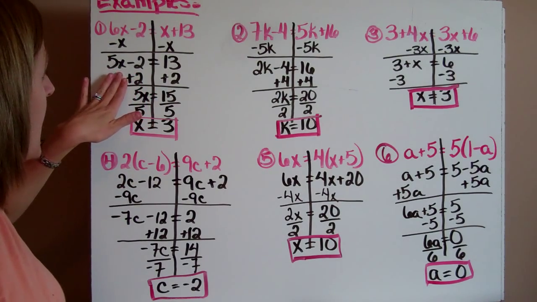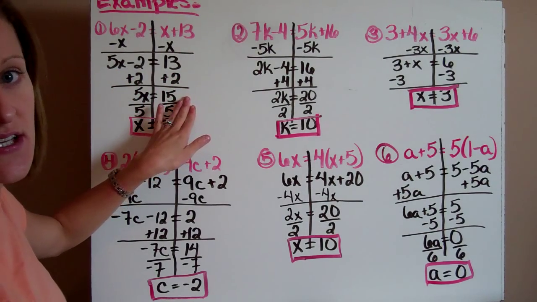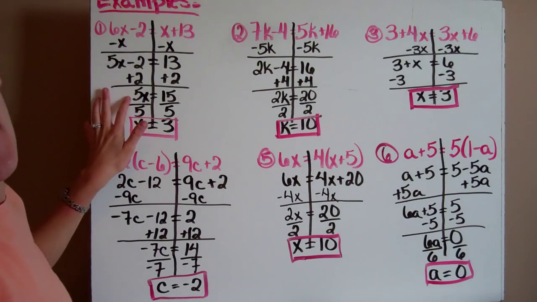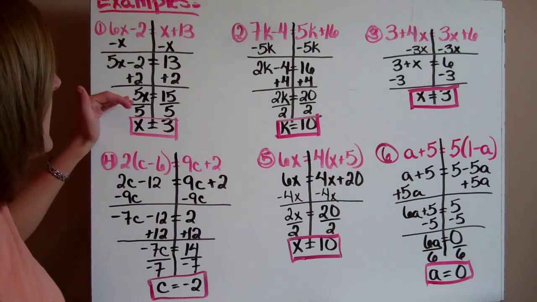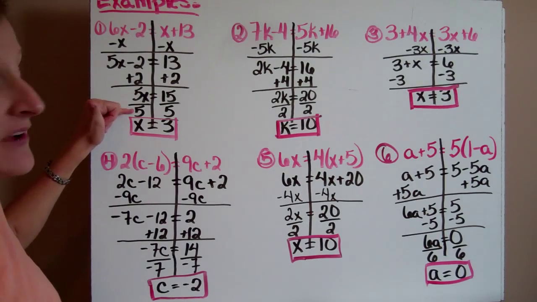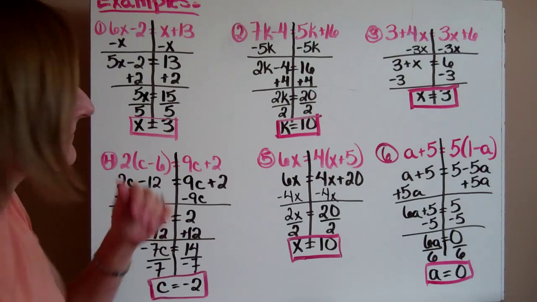Alright, so I need to add 2 to both sides to get 5x equals 15, and now I have a number next to my variable, so I need to undo that by dividing by 5 on each side to get x equals 3. And there's my answer.